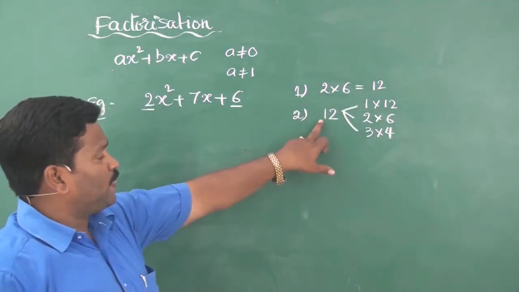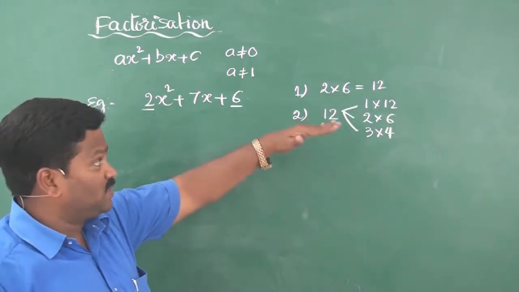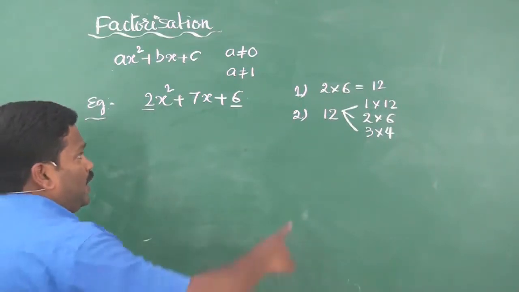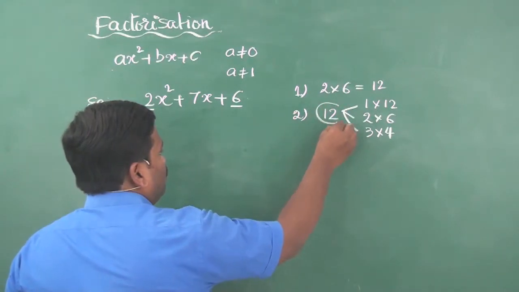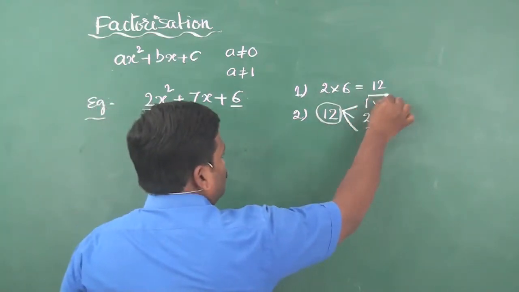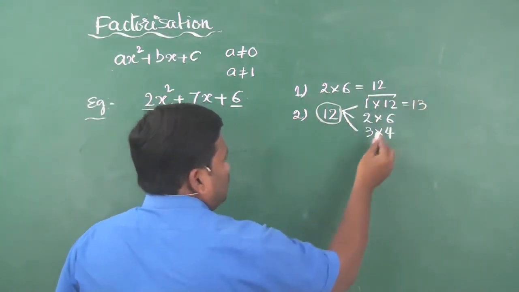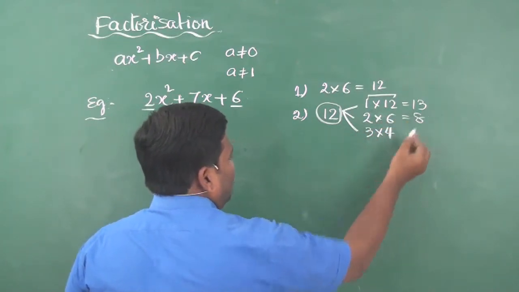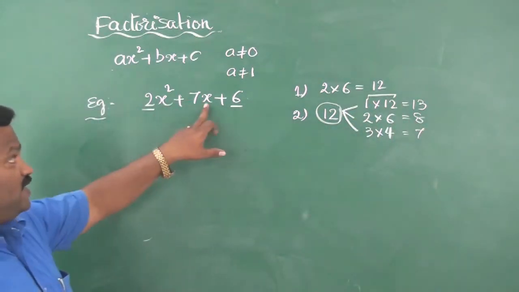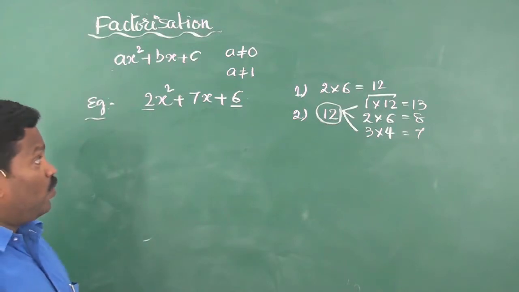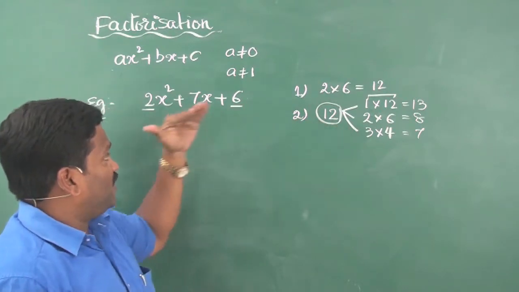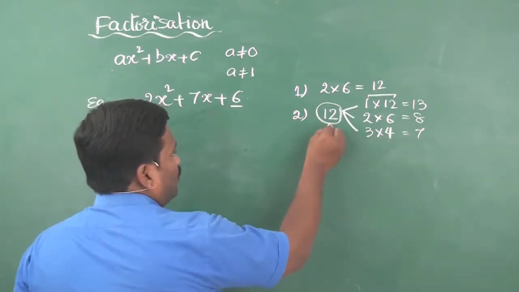Since this plus 12 is a positive number, as we discussed before while discussing factorization of monic quadratic polynomial, if the product is positive, we should take the sum of the factors. The sum of 1 and 12 is 13. Sum of the factors 2 and 6 is 8. Sum of the factors 3 and 4 is equal to 7. What is the coefficient of x here? 7. Therefore, what are the suitable factors of 12 to factorize this problem? 3 and 4.